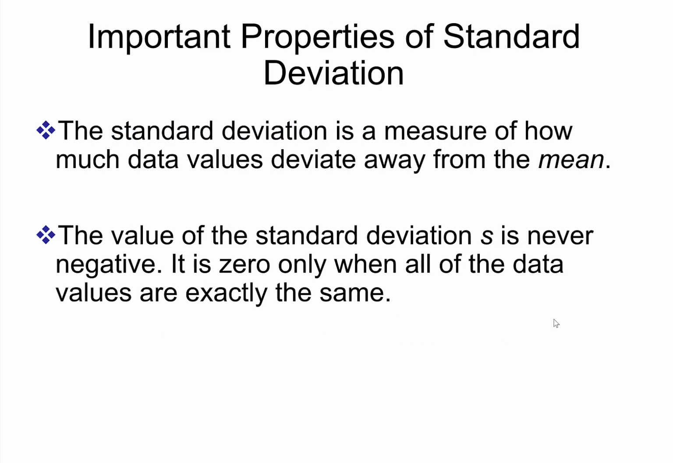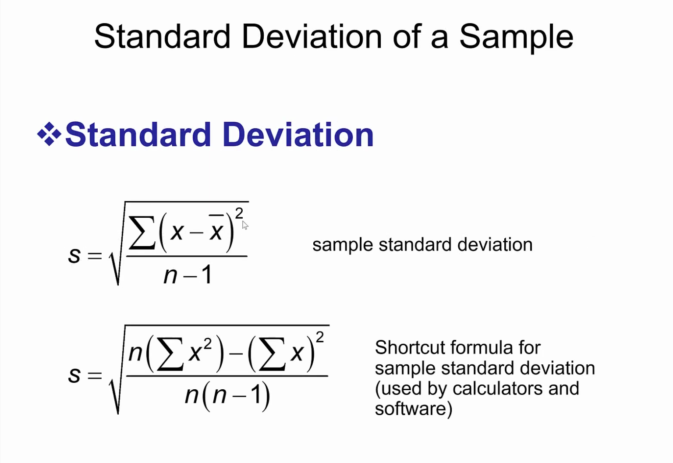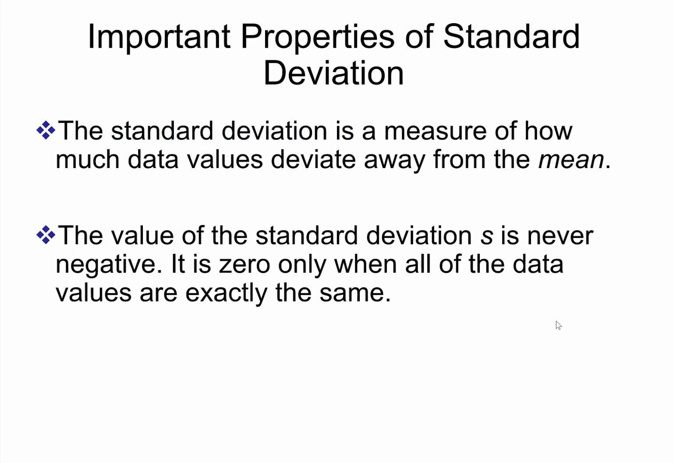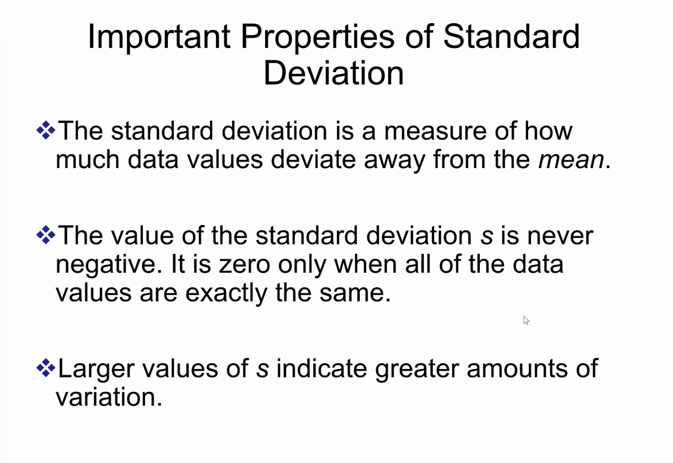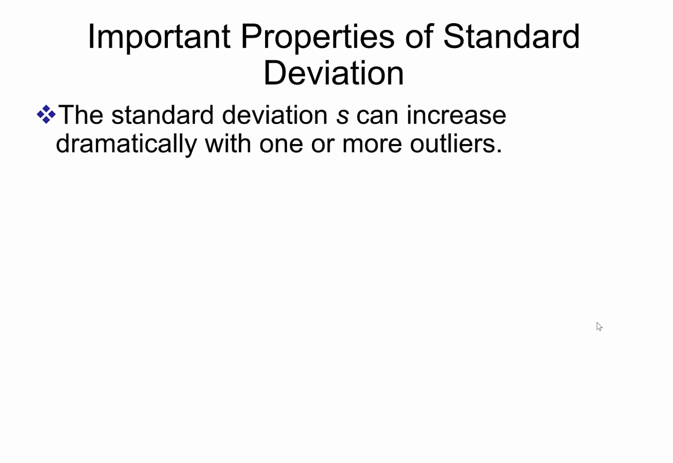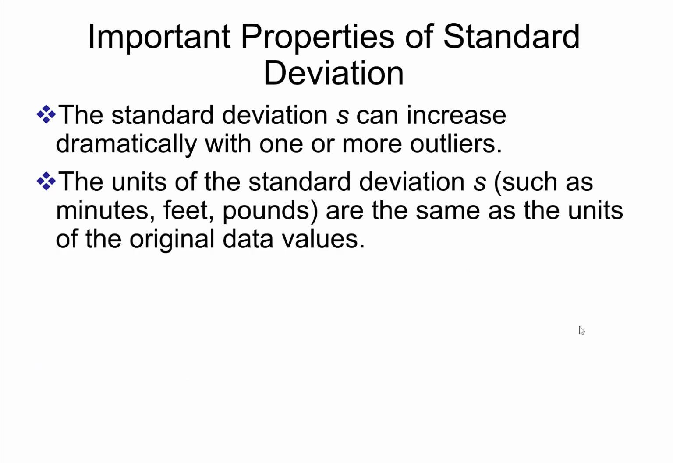The standard deviation, again, is a measure of how much the data values deviate from the mean. The value of the standard deviation is never negative. If I go back to the formula for a minute, the reason for that is because we've got a square here, so we can't have a negative value. It's 0 when all the data values are exactly the same. Larger values of s indicate greater amounts of variation. The standard deviation s can increase dramatically with one or more outliers. Therefore, we say it's not resistant.